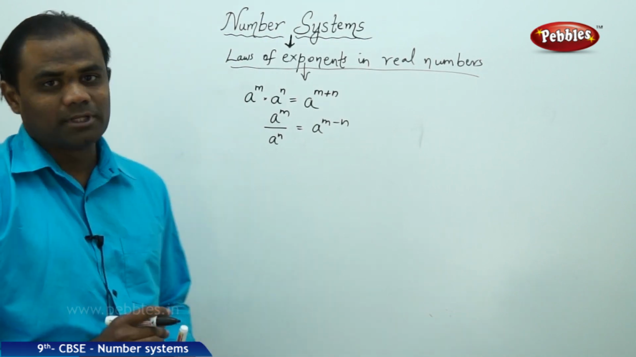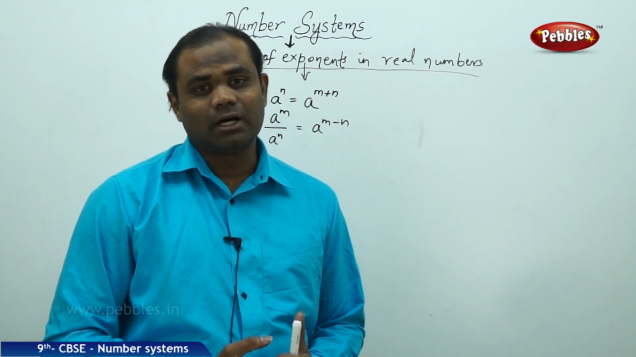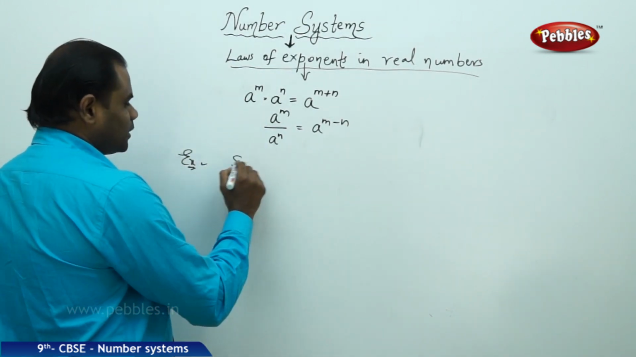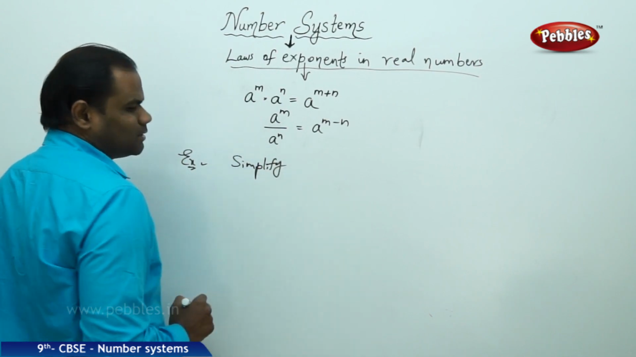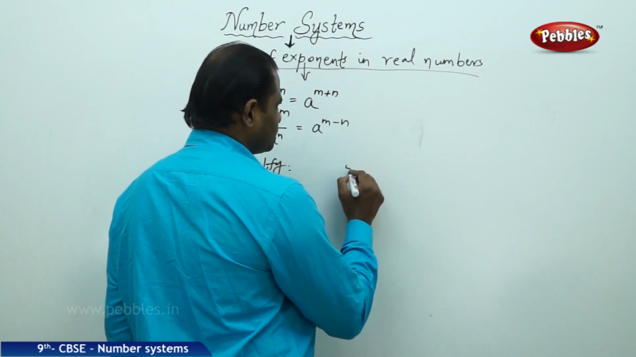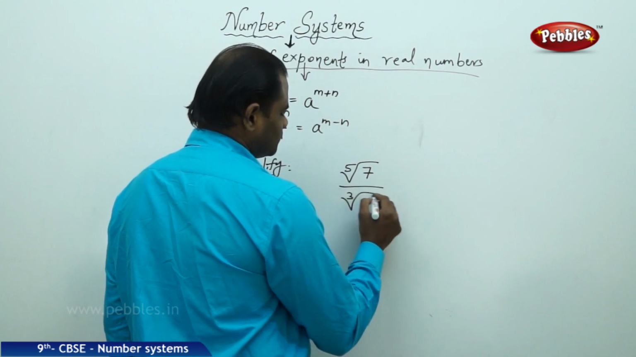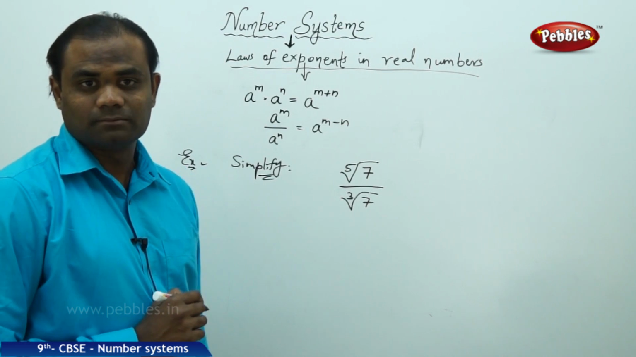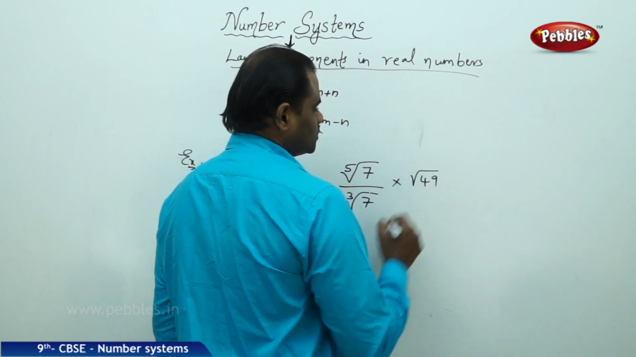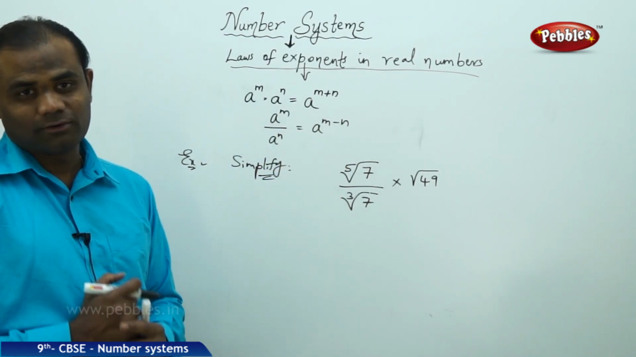So based on these two properties, let's see how we can simplify some different examples where real numbers are given in this form. For example, I have a question which says simplify the real numbers which are expressed in the form fifth root of 7, cube root of 7 into root 49. So let's see how we can simplify this strictly using the laws of exponents.